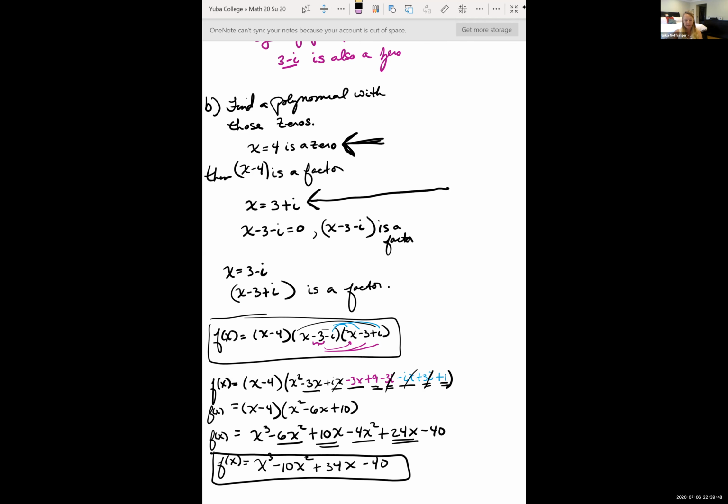So if we set x equal to that and we try to get x by itself, or get it equal to 0, we'd have to subtract 3 on both sides. So we'd have the x minus 3. And then we'd have to subtract this i on both sides to move it over. So minus i equals 0. So this would be the factor. It just kind of looks ugly because it's 3 terms.